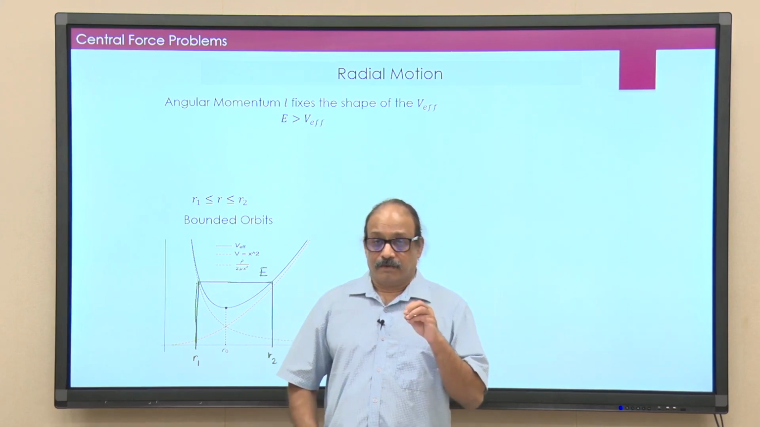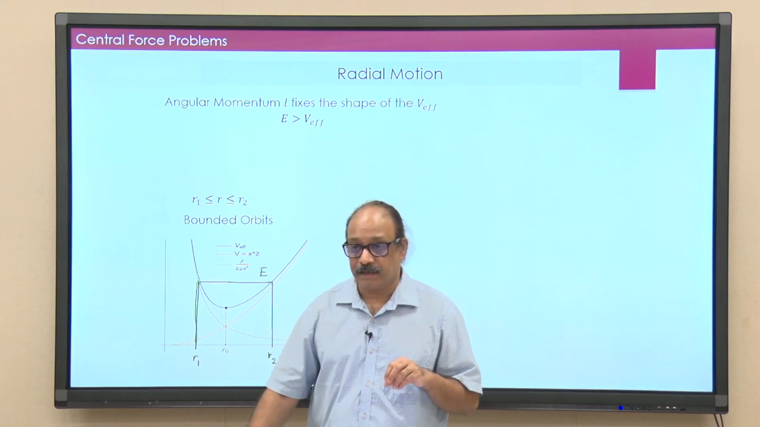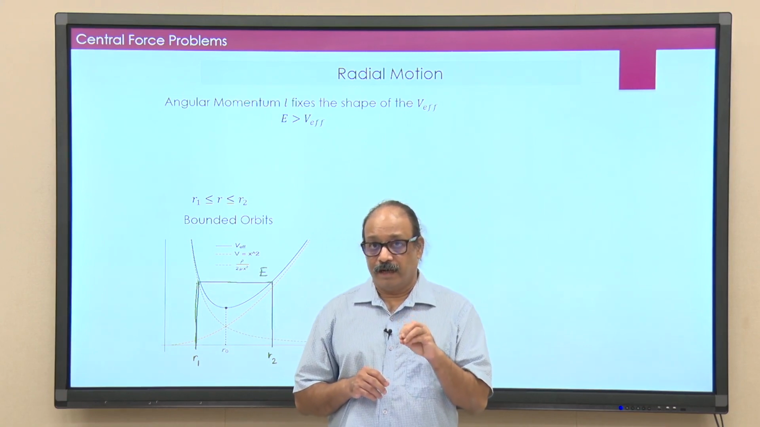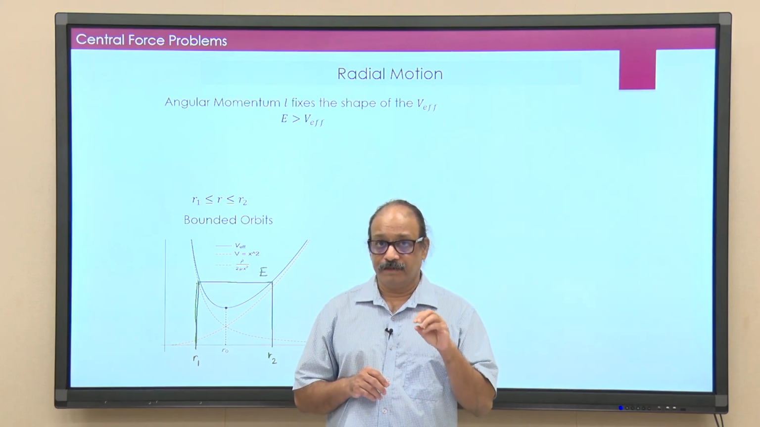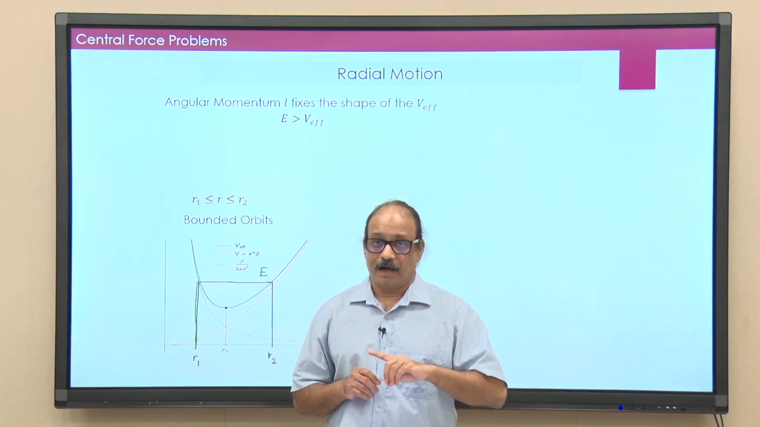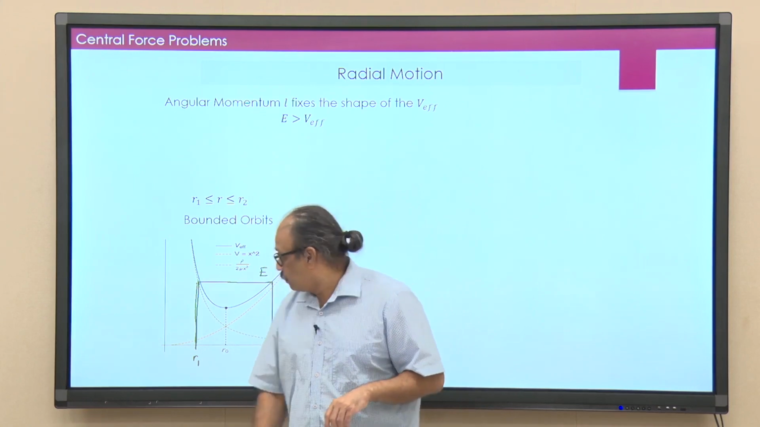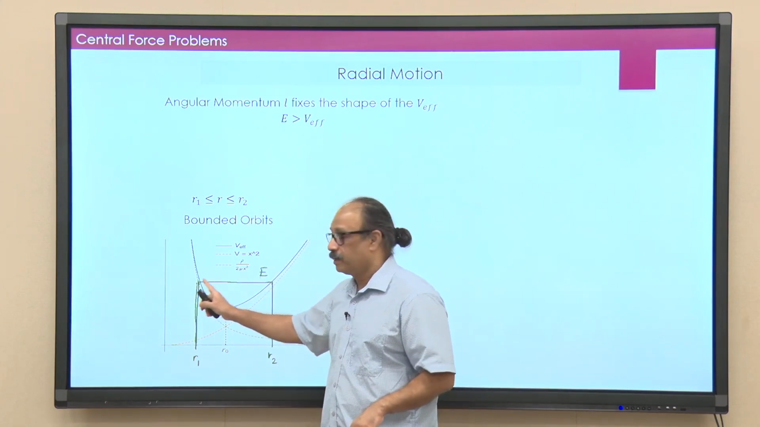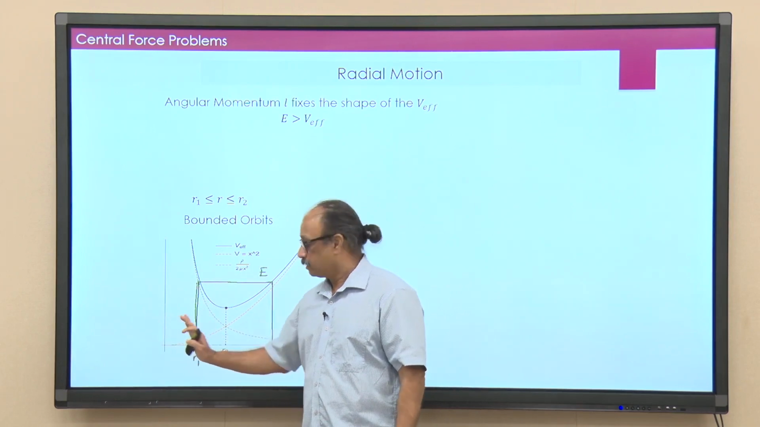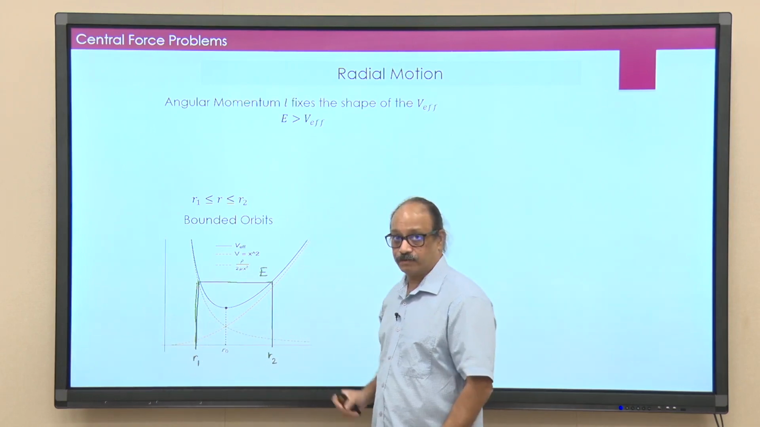So, when you are starting a motion for a particle from any point, say you have chosen L and E. Once you have chosen L and E, then after that the R motion is fixed. It cannot go below R1, it cannot go above R2.